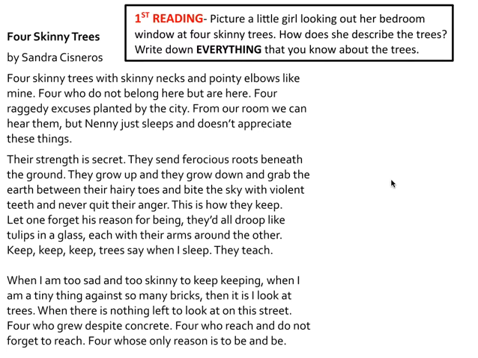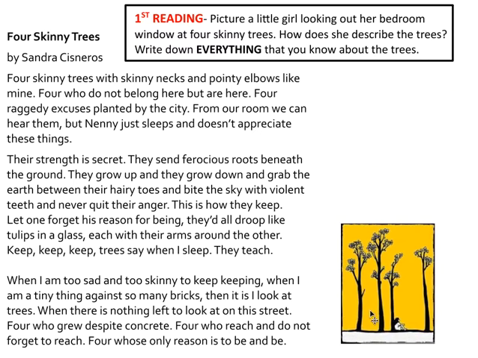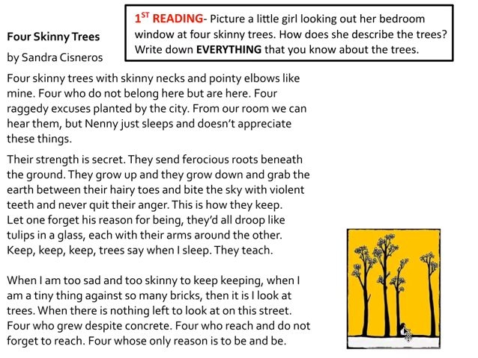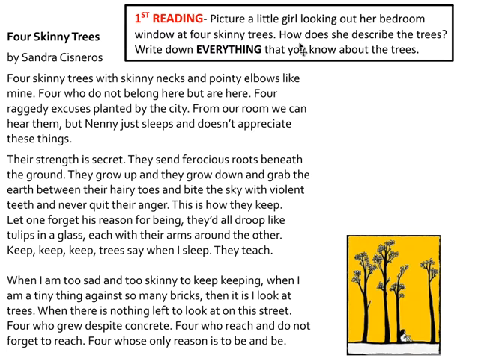So in this first reading, I want you to picture a little girl looking out her bedroom window at the four skinny trees, and I actually want you to imagine it. Our narrator, the speaker, is the little girl, and she's staring at these four trees who we find out are planted in concrete. In this reading, we're going to mark anything that answers this question: how does she describe the trees?